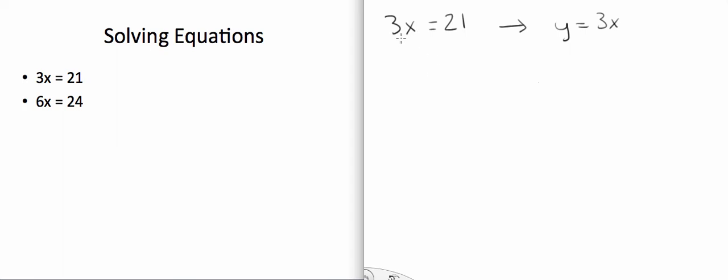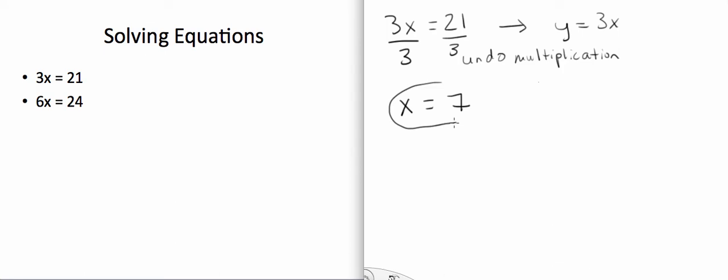This is multiplication. We can undo multiplication by using division. When we were dealing with proportions, we undid division by using multiplication. So now we're going to undo multiplication by dividing each side by the number that's in front of the x. So we divide by 3. 3 divided by 3 gives us 1, which is just x. Then 21 divided by 3 gives us an answer of 7. So if we were making a table, the 7th value of x gives us an answer of 21.